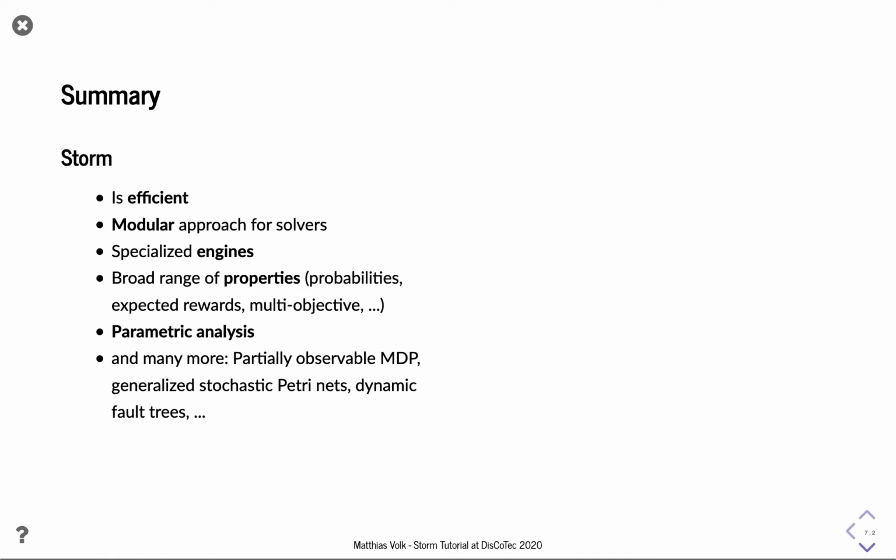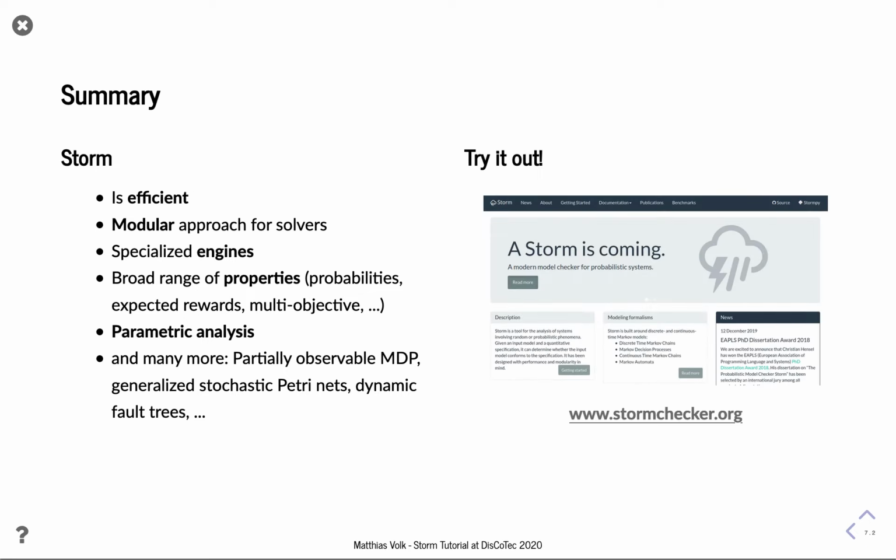So for example, partially observable MDPs, where you only have a certain probability that you're in a state, so you don't fully observe in which state you are. We have generalized stochastic Petri nets, which are an extension of usual Petri nets with timed transitions. We have dynamic fault trees, which are a model in reliability engineering, which model how failures propagate in the system, and many more. So in conclusion, we encourage you to try out Storm.